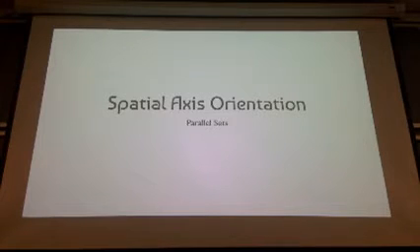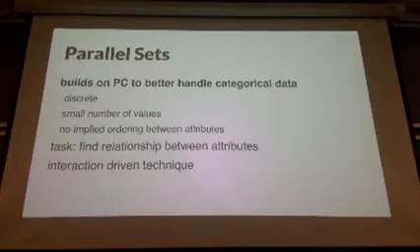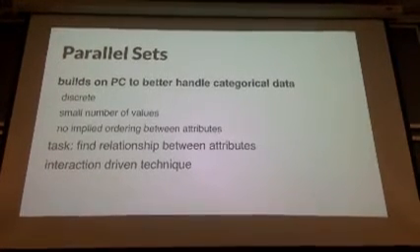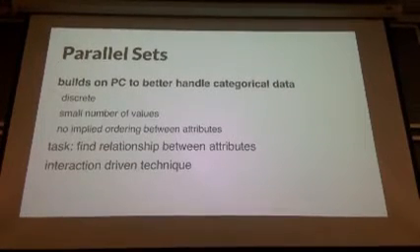So a special kind of visualization that is dedicated for categorical data are parallel sets with spatial axis orientation. Parallel sets are basically a special version of parallel coordinates to handle categorical data.